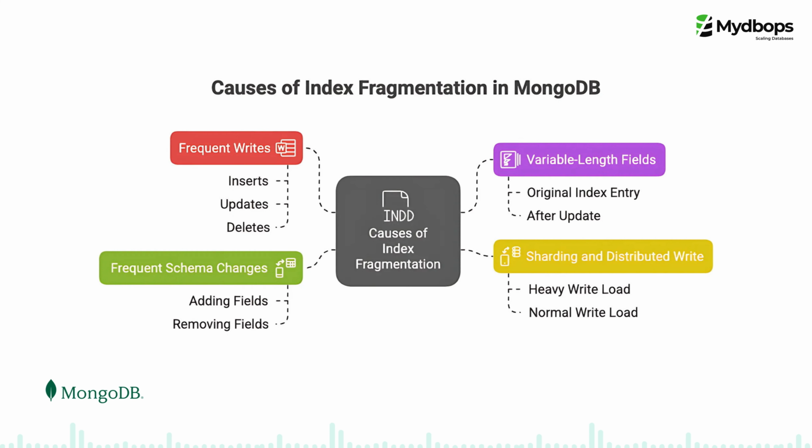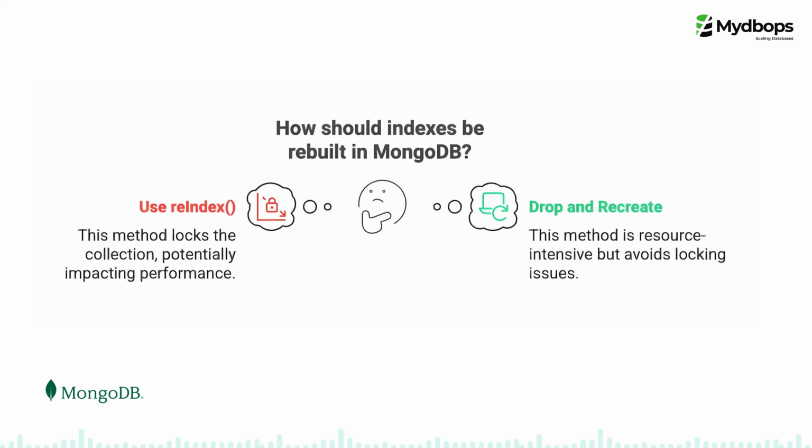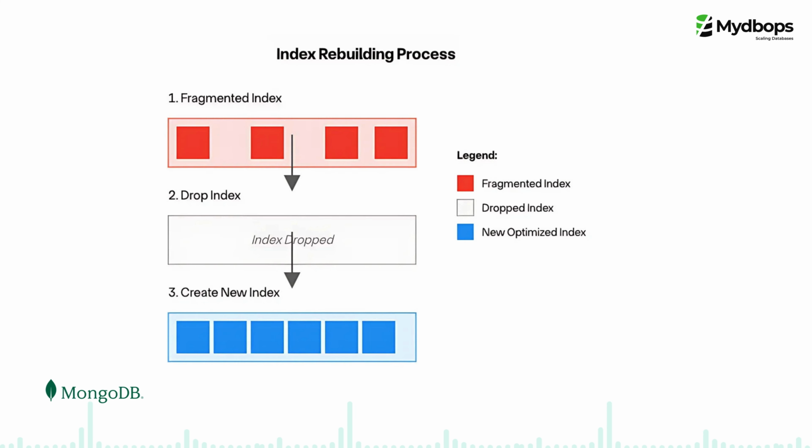Okay, so we've identified the culprits. Now, how do we clean up this mess? What are our options? Well, there are two main approaches to tackling fragmentation: rebuilding indexes and using initial sync. Now, you might have heard of MongoDB's reindex command, but we actually recommend a more hands-on approach for better control. Dropping and recreating indexes manually gives you a fresh start. So we're getting rid of the old messy index and building a brand new organized one. You got it. First, you would use the db.collection.dropIndex command to remove the existing index. And then you would recreate it using db.collection.createIndex, specifying the field and any options, like making it a background process so it doesn't block other operations.